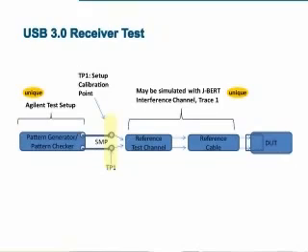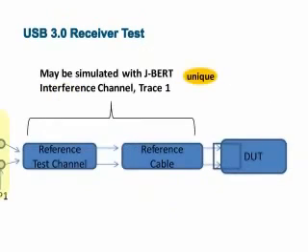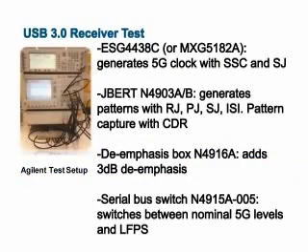Another emerging application for J-BERT is USB Superspeed receiver testing. As you can see, there is a pattern generator needed, which allows to generate patterns and stress conditions, and you need to emulate a reference test channel. And J-BERT allows you, when used with an external clock source, to emulate all the stress conditions and patterns that are required to test USB 3 receivers.